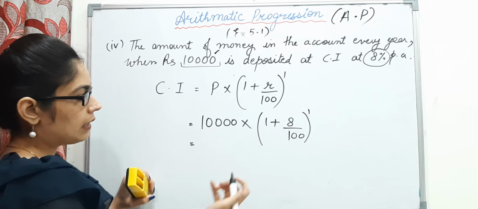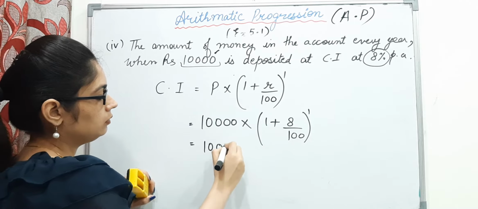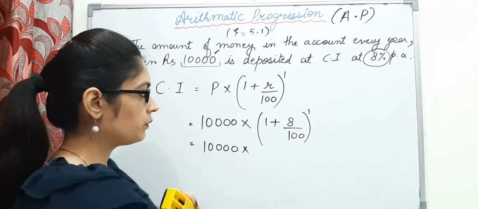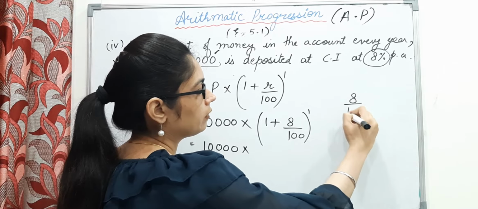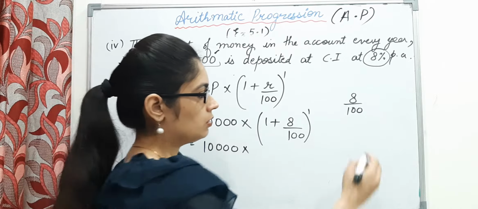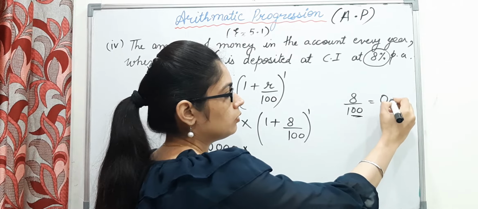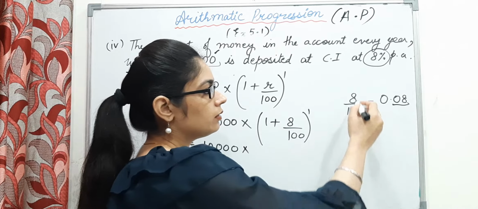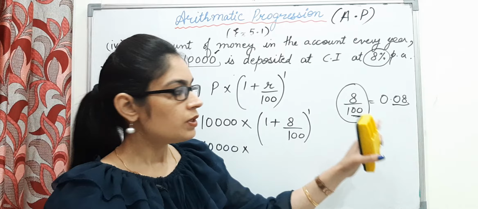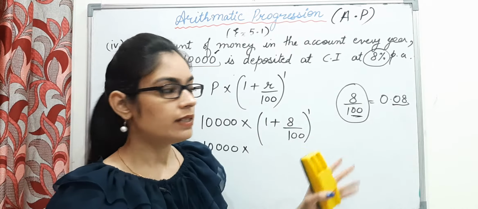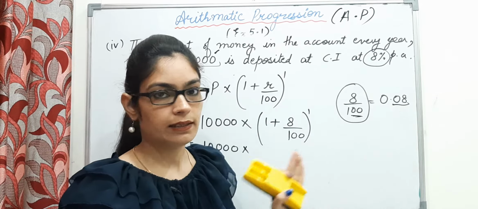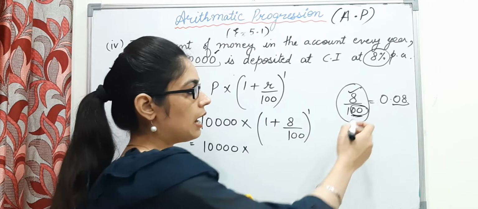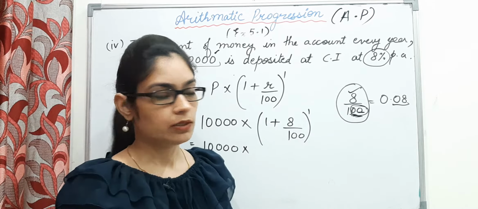So we can do its calculation here. So 10,000 into this, directly we can change into its decimal form. So 8 by 100, if we change into its decimal form, 2 zeros are there, so it will become 0.08. See, directly we converted this fraction into decimal form. When 100 or any number with zeros is there, directly we can put the decimal with the given number, and the decimal should be after these numbers of zeros.